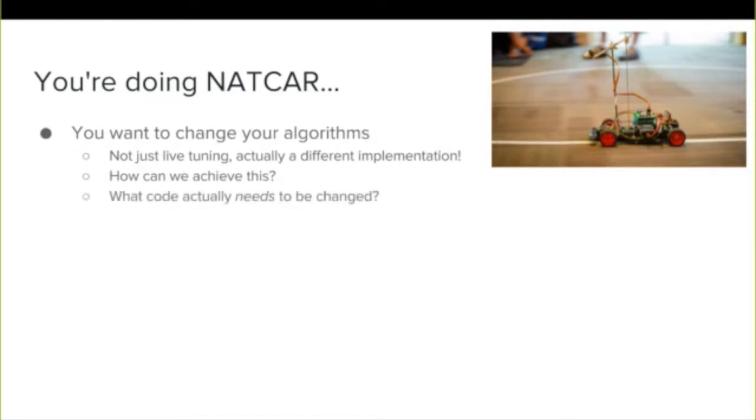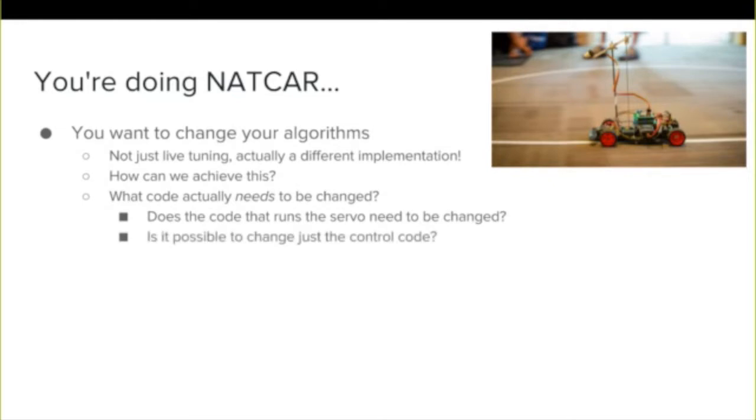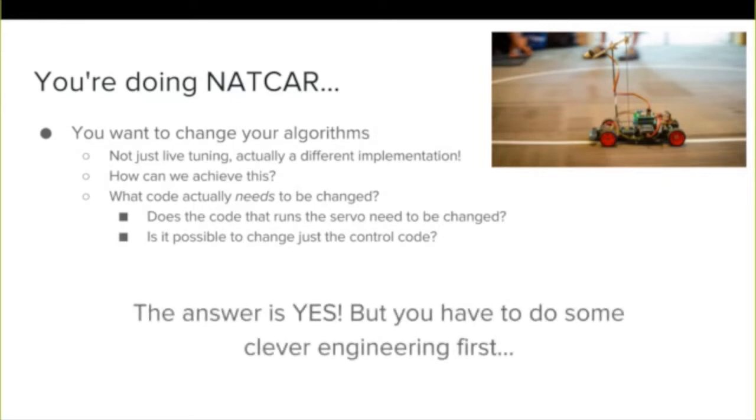If we want to change the behavior of the car, there's a lot of code on there, right? There's code that handles the camera. There's code that handles the motors. There's code that handles your terminal, if you have one. Like, there's all kinds of things that are running around inside this program, right? So what parts of it do we actually need to change if we want it to behave differently? Right? So I'll leave this for you to think about. So does the code that runs the servo need to be changed? Probably not, right? We probably just need to change the code that runs the control loop. And is it possible to change just that control code? And the answer is yes. But we have to do some clever engineering first in order to make that work.